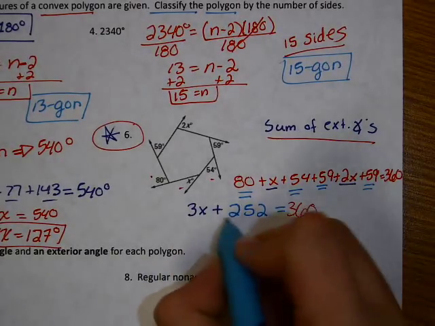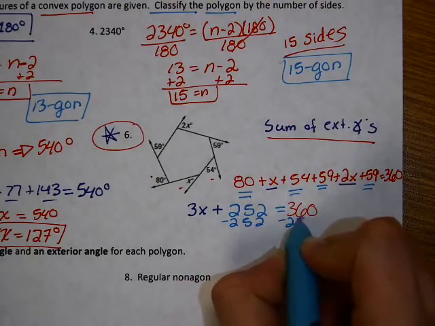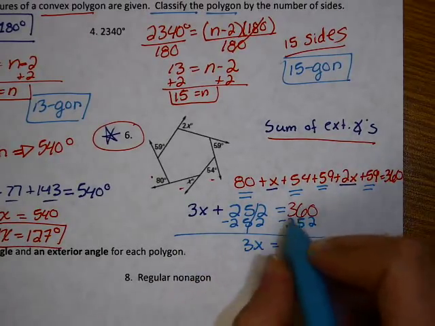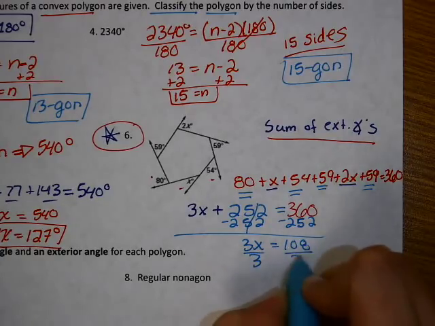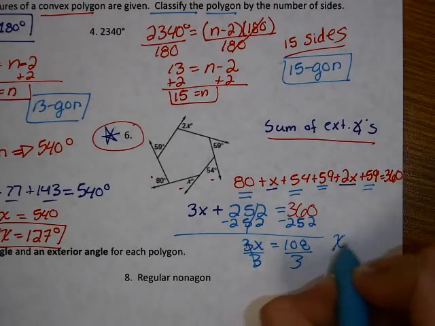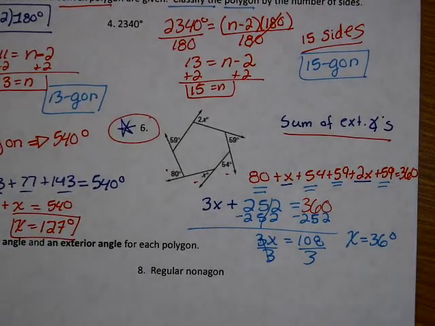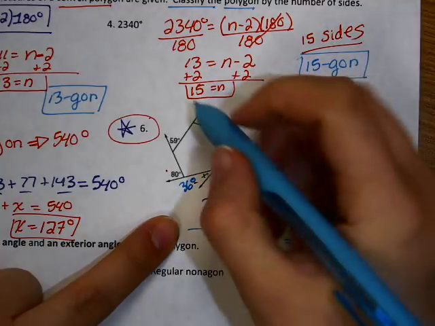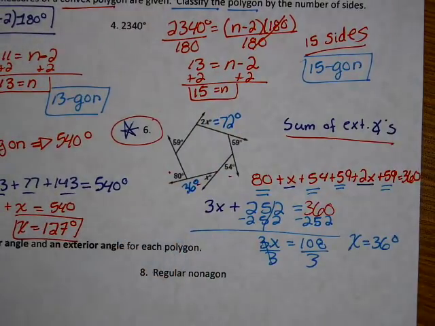So just solve using algebra. I get 3x is equal to 108, and divide by 3. My x is equal to 36 degrees. So I can find the measure of those missing angles. This one would be 36 degrees, and this one is 36 times 2, so that's 72 degrees.